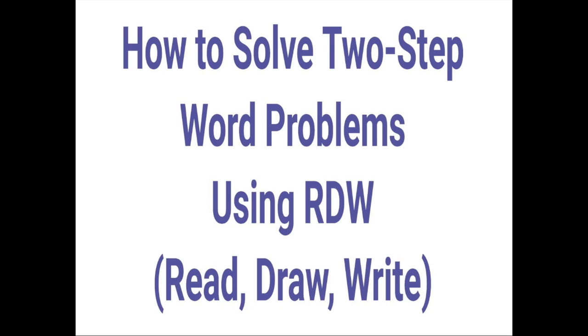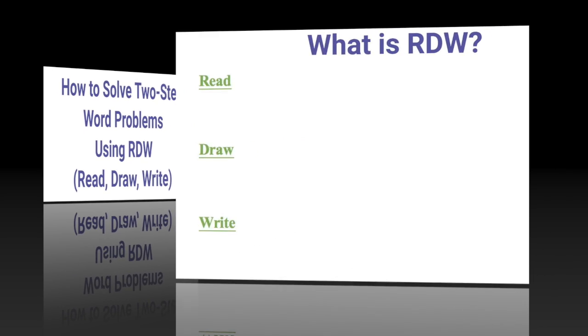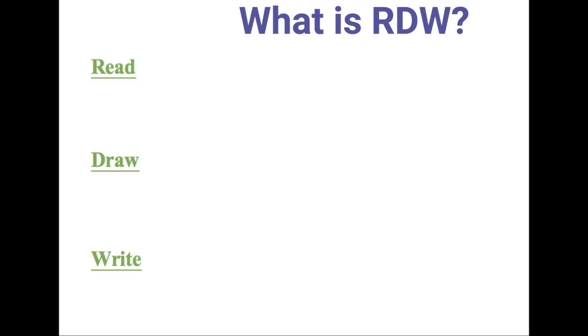So what exactly is RDW? Well, it stands for Read, Draw, Write. So this is the setup that you would use for RDW. You start with read, then you draw, then you write. We can use this method to help us break down the word problems, that way they're a little bit easier for us to solve.